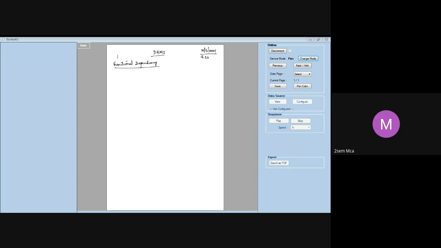Now, this functional dependency, the short form, you can write as FD, or you can even write it in small letters, small f and small d. That is also fine. Now, what is this functional dependency? This functional dependency is always treated as a constraint. Constraint on what? Constraint between two sets of attributes. What is functional dependency? It is a constraint between two sets of attributes.